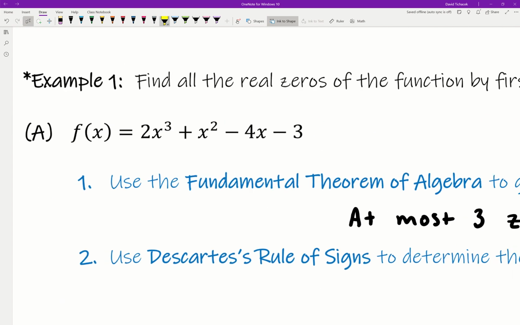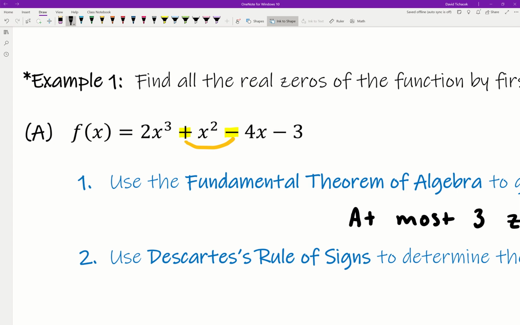So if you go to the original f of x, I start off with a positive 2, and then I go to something positive. That's not a sign change. But then I go from something positive to something negative. So that's one sign change there. And then if I go from something negative to, again, staying negative, that's not a sign change. So I'm only counting one sign change there, which means that's the number of positive roots that I would expect here, okay?